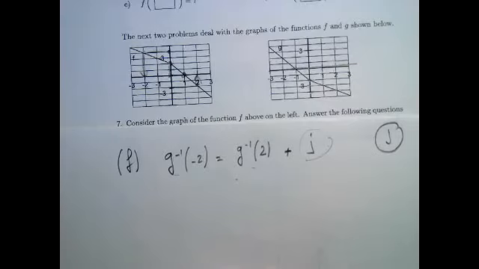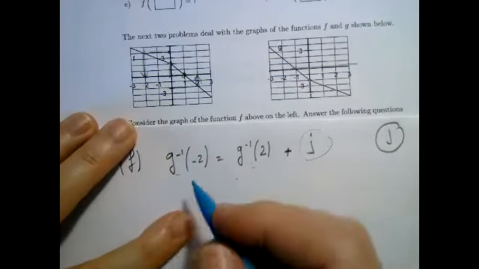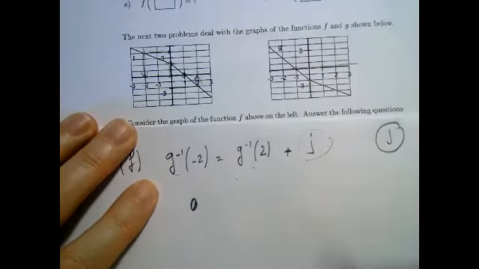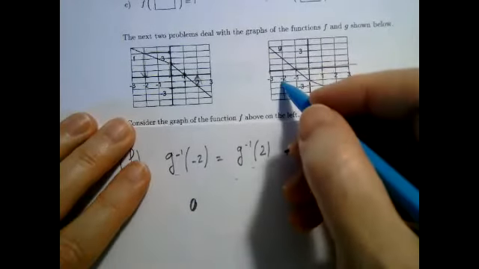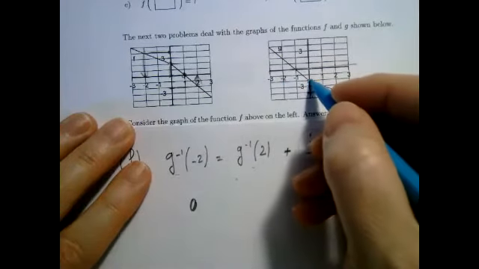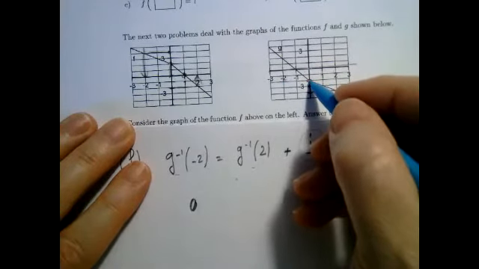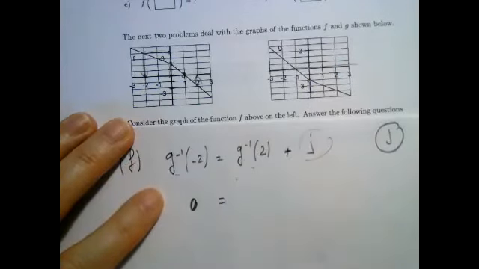The G inverse of -2 is 0, right? Because -2 is an output value. So -2 is right here. The input that's sent to -2 is 0. Okay, what's the inverse of 2?